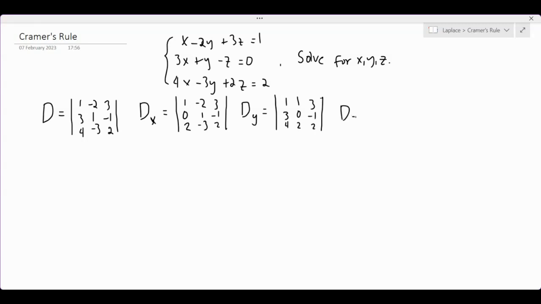And by similar construction, we have d sub z, which is the determinant of the matrix where the last column is replaced by the column of constant terms, so 1, 0, 2 for the last column. And then the columns for x and y variables are retained. So 1, 3, and 4, and minus 2, 1, minus 3 for the second column. And then we will have to evaluate the values of these determinants.